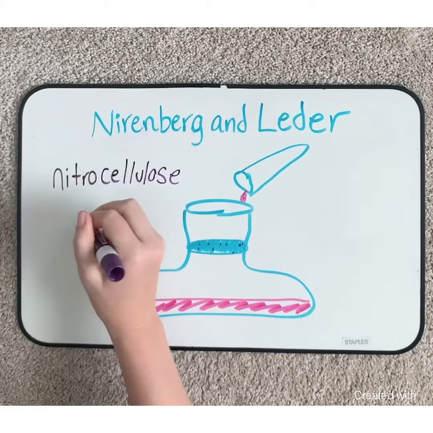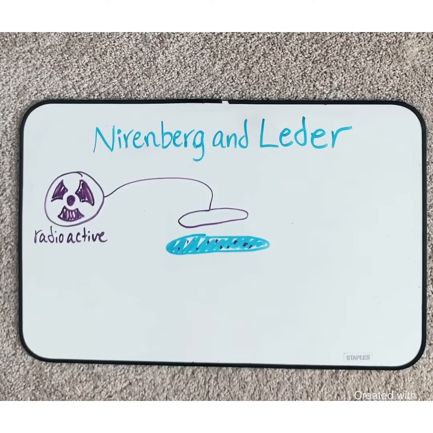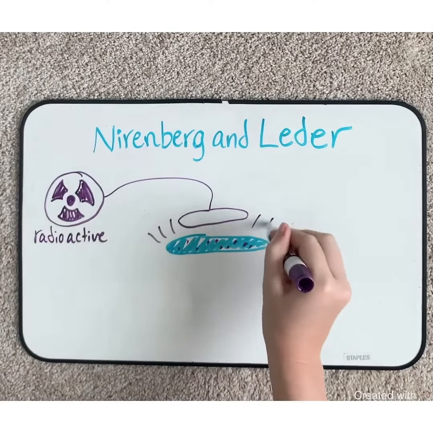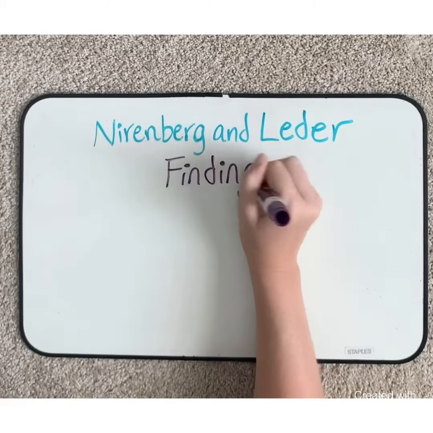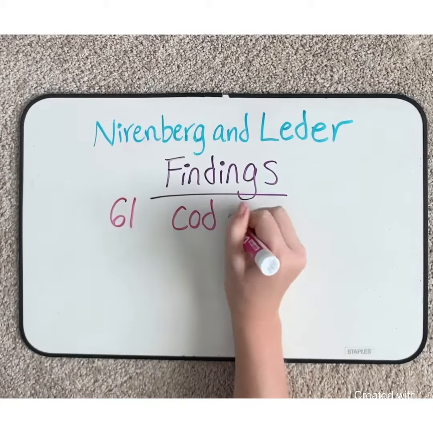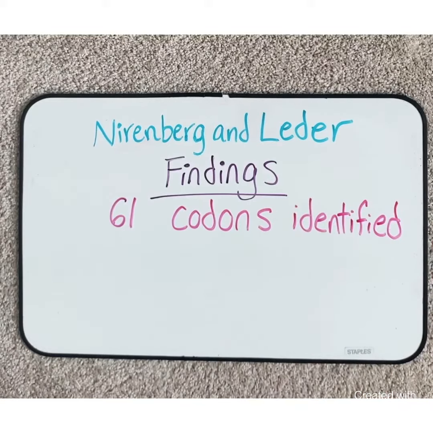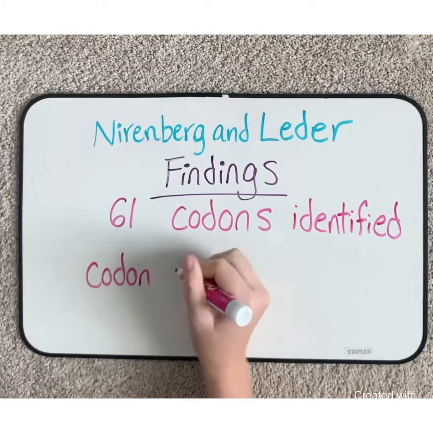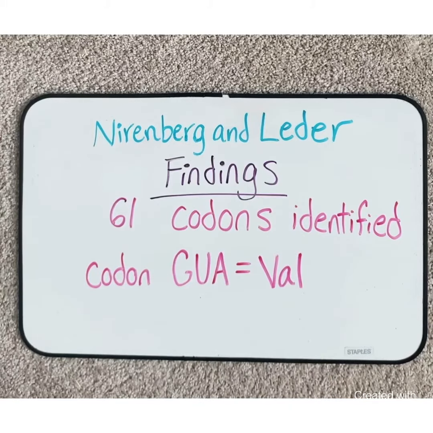The entire solution is then poured into a flask through a nitrocellulose filter, which collects only the mRNA codon and the tRNA bound to it. The filter paper was then checked for radioactivity, and if the paper was radioactive, then the amino acid being tested was present. Each amino acid was tested with each combination of 3 of the base nucleotides. They identified 61 codons total, and my example of GUA was found to code for valine.